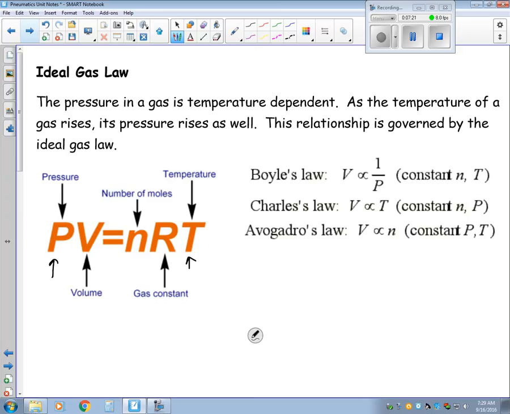Now, something you have to keep in mind then, this is one reason why you need to check your tire pressure in the winter, because as temperature drops, pressure drops. And you can lose pressure in your car tires. So you always want to check your car tires in the winter. We also have some other laws here, Boyle, Charles, and Avogadro's. But all of those deal with the ideal gas law.